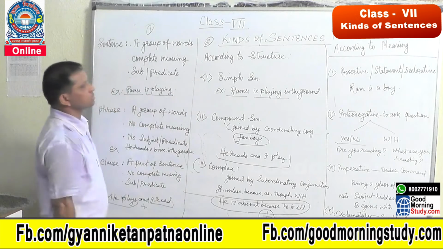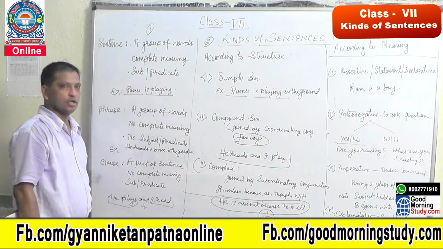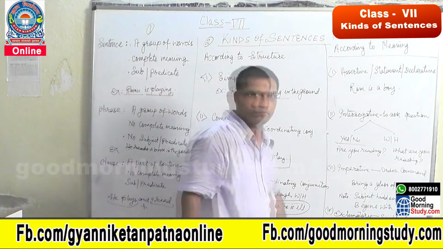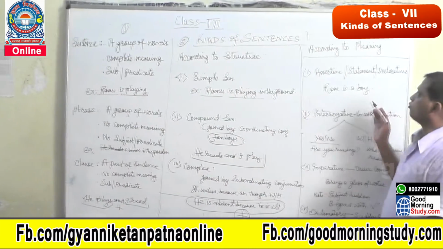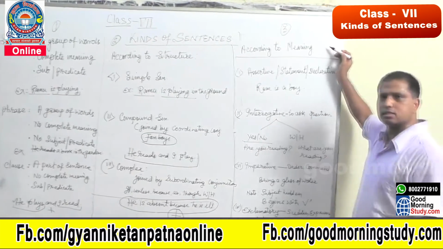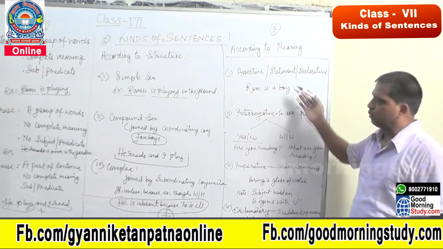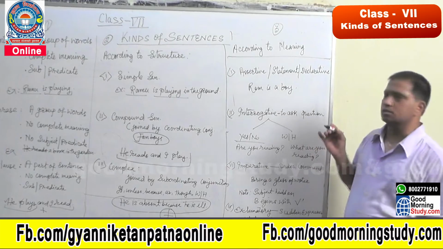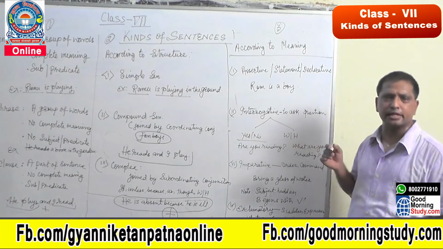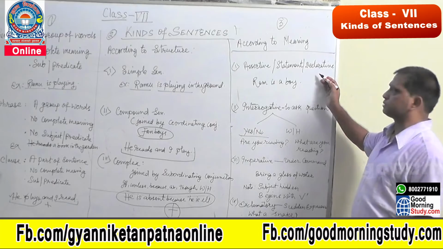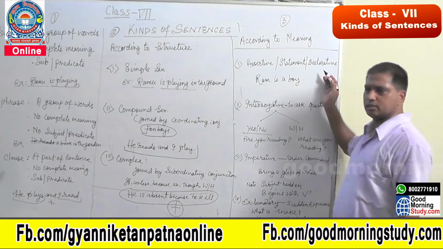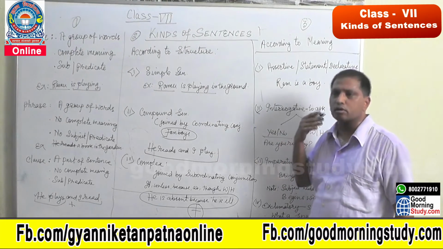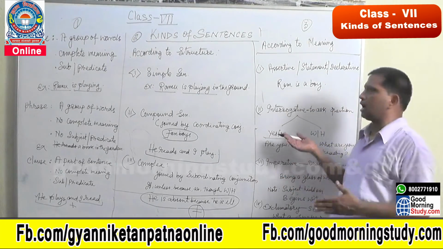So in this page you have studied simple sentence, compound sentence, and complex sentence. Now come to the third: according to meaning of the sentences, there are 4 kinds of sentences which we study in our class. First is the assertive sentence. It has other names like statement sentence and declarative sentence. So what is an assertive sentence? Any statement, any simple sentence which is said to inform, like "I am taking class."